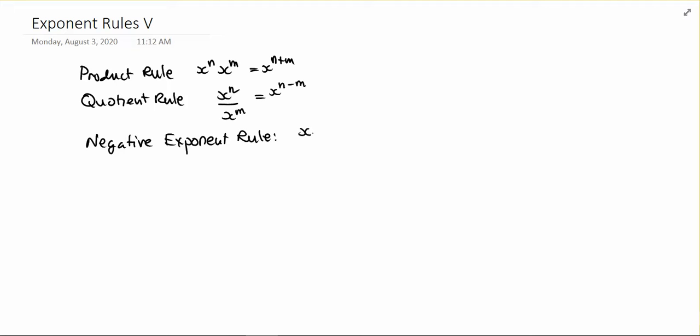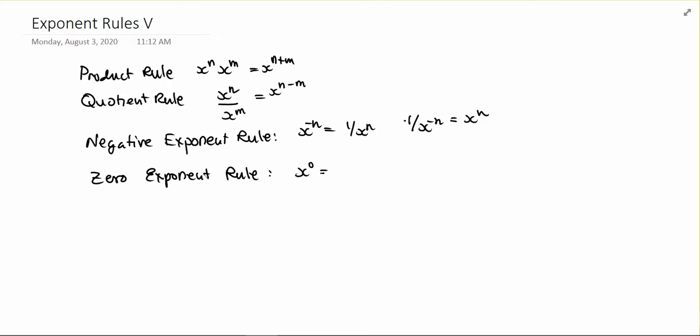We have the negative exponent rule, which says x to the minus n is equal to 1 over x to the n, and 1 over x to the minus n is equal to x to the n. Then we have the zero exponent rule, and that is anything to the 0th power is 1.